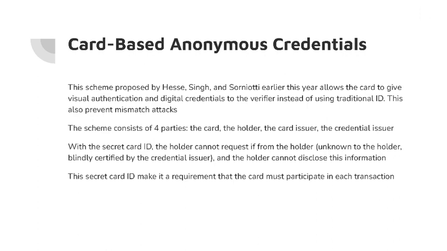This is also known as mismatch attacks. One of the newest approaches, proposed earlier this year, is to add visual authentication to the smart card. It consists of 4 parties: the card, the holder, the card issuer, and the credential issuer. First, the holder gets a card from the card issuer. Then together with the holder, they can get their credential from the credential issuer. During this process, the credential issuer will also blindly sign the card ID as well as other attributes. This makes the card ID unknown to everybody except for the card issuer, and it is also mandatory for the card to be present during the transaction to provide the actual ID.